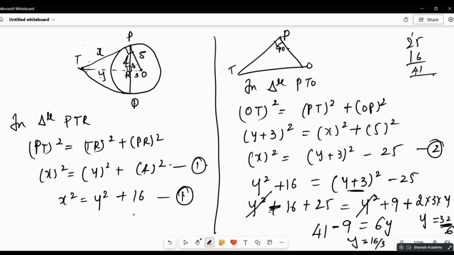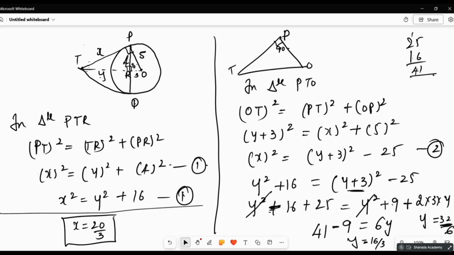Now find the X value. How to find the X value? X square is equal to Y square plus 16. Find the X value. Correct. X is equal to 20 by 3. Good. X is equal to 20 by 3. So this is how we can find it by Pythagoras theorem.